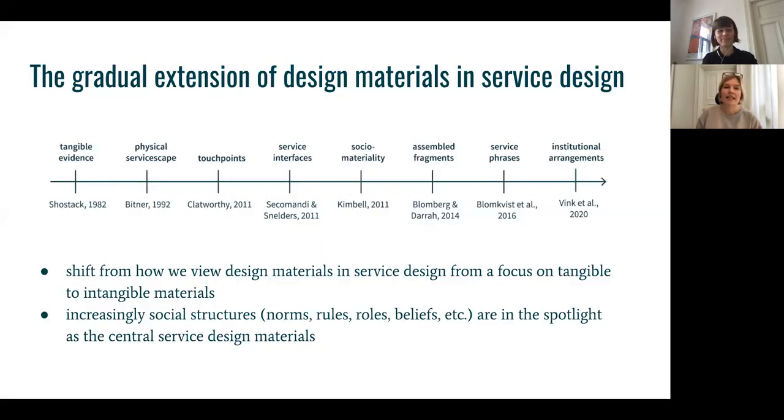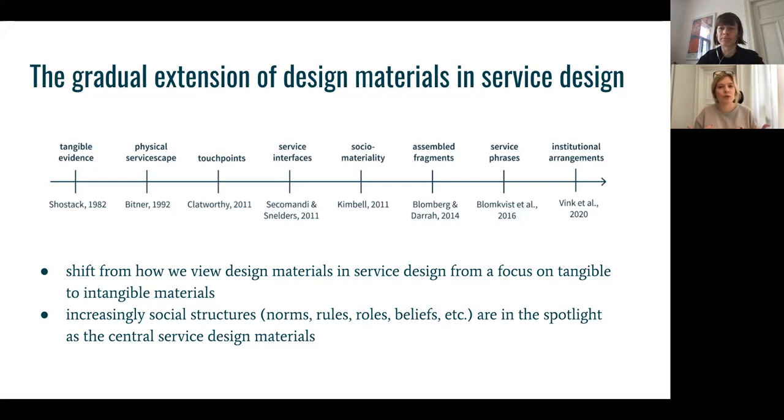So service design is a process of transforming the materials of service. And as the understanding of service has evolved over time, so has the understanding of what these materials actually are about. And throughout the time, we can see a shift from an emphasis on more of the tangible aspects of service to the more intangible aspects and materials of service. And especially recently, there has been a big emphasis on social structures as the central design material.